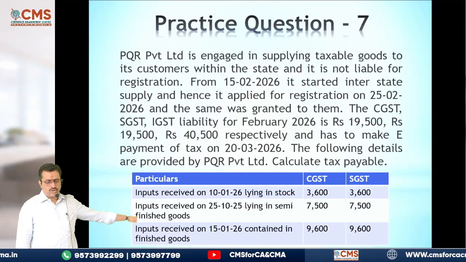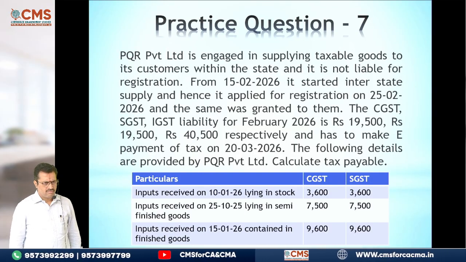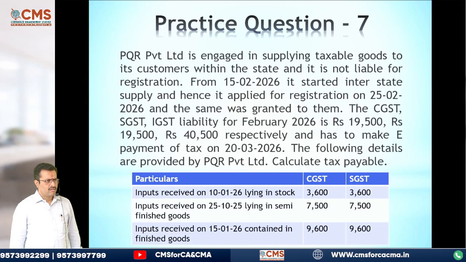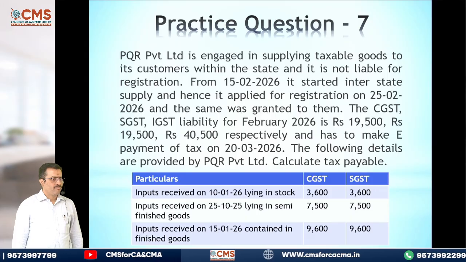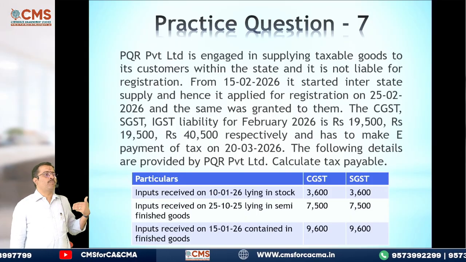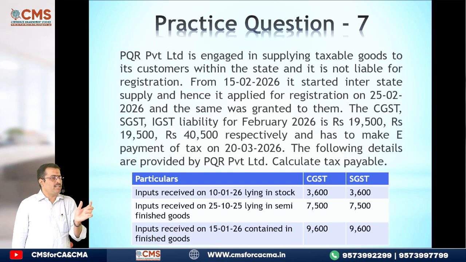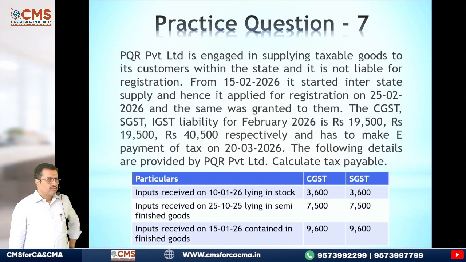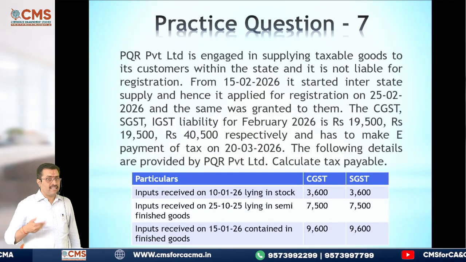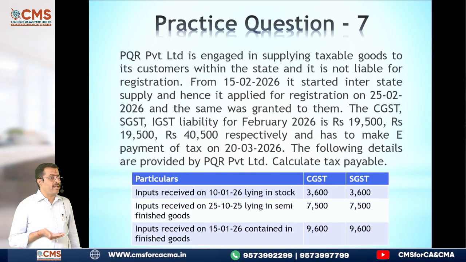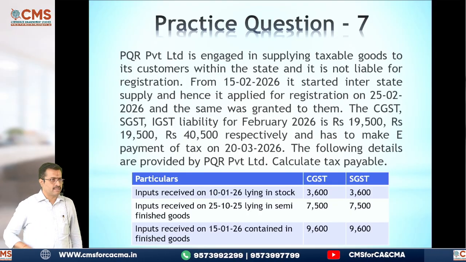CGST. Now, how much is the total CGST? Total 20,700. Yes. But actual output CGST liability is how much? 19,500. So restrict the CGST to 19,500 now. Restrict it to 19,500. So some more CGST input balance is there. 20,700 minus 19,500, how much is that? 1,200 rupees. Yes. Keep it aside.